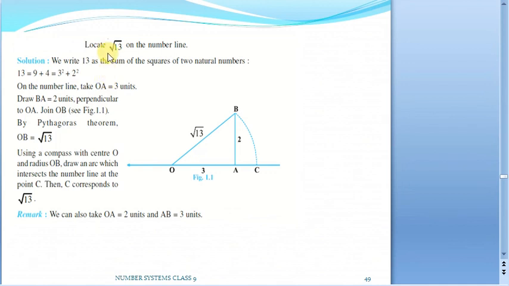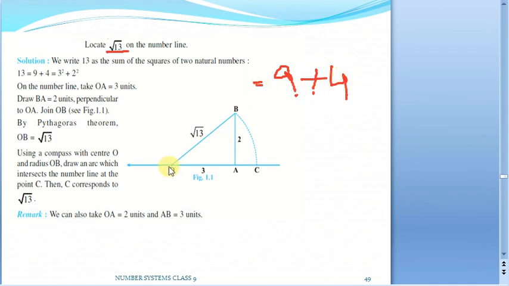Suppose we need to locate root 13 on the number line. Always, as I told you, look for the combination of numbers which will give you this particular root 13. Now, 3 square is 9, and 2 square is 4. What is 2 square plus 3 square? It is 13.